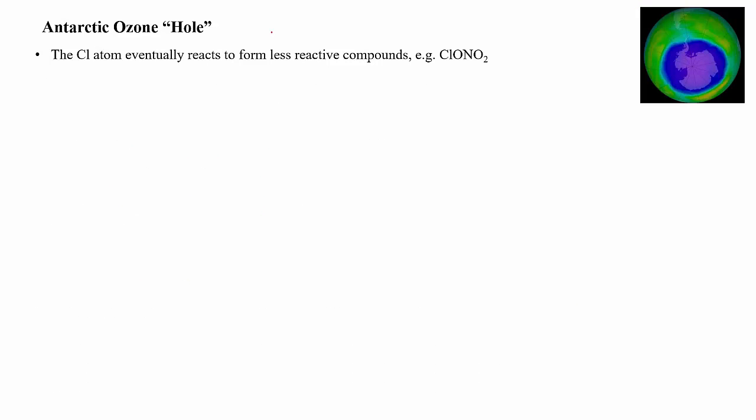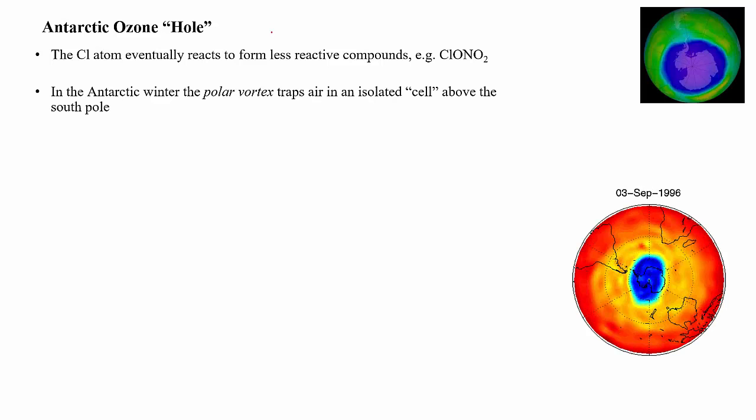So now that you have some understanding of the basic chemistry, I want to come back to the cause of the Antarctic ozone hole. Eventually, that free atomic chlorine that is destroying the ozone in a catalytic cycle reacts to form a less reactive compound. For example, here I've listed chlorine nitrate, but there are a few others. And so this binds up the chlorine atom and stops the catalytic cycle. But it turns out that the Antarctic has a unique weather phenomenon called the polar vortex, and I've shown a little animation here from satellite data from NASA.